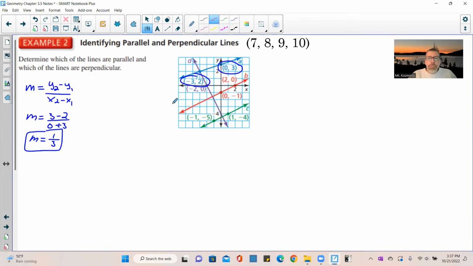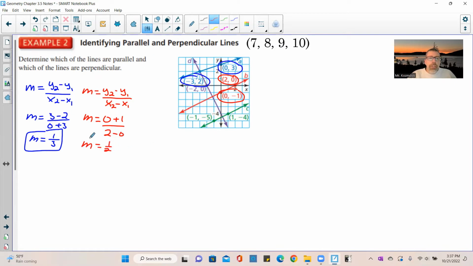Now I'll do the red one. We're going to use these 2 points right here. And I'm going to write m equals y2 minus y1. Why am I doing this every time? It's a form of memorization. Okay, so m equals, and then y2 is 0 minus a -1, which is +1, over 2 minus 0. So the slope of the red line is 1/2.